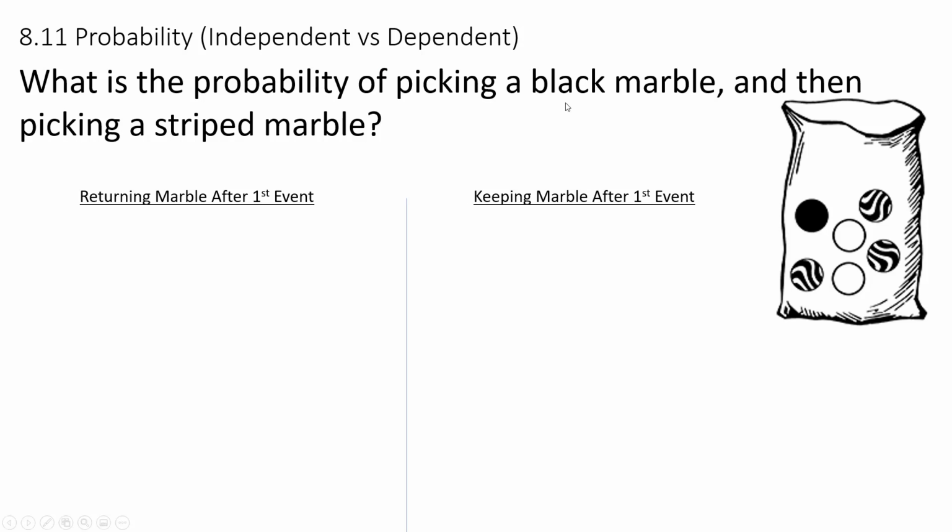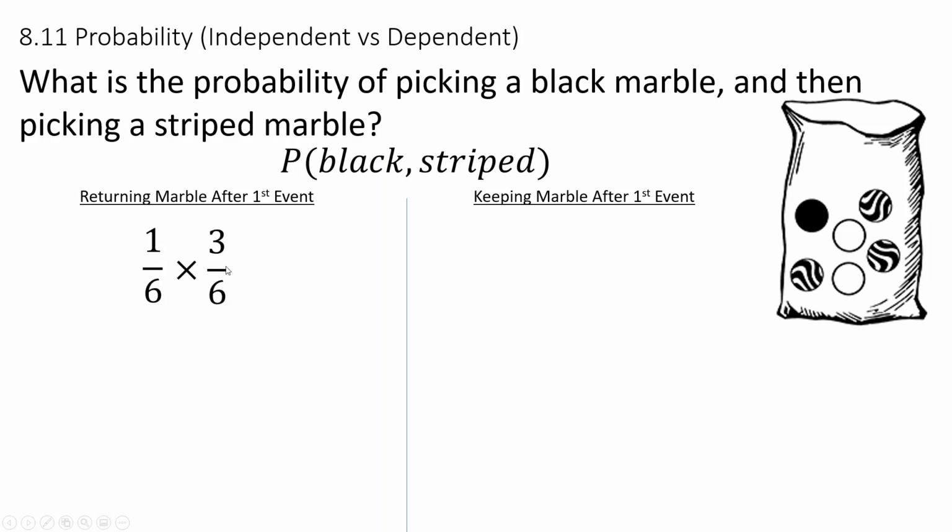What is the probability of picking a black marble and then picking a striped marble? We have two different scenarios, returning the marble and keeping the marble. So the probability of black then striped. Well, there's 1 out of 6 black marbles, and then when you return the marble, then you have 3 out of 6. You can get this in lower terms, and then you just multiply. 1 times 1, 6 times 2, you get 1/12. That's about 8%. It's about 8%.